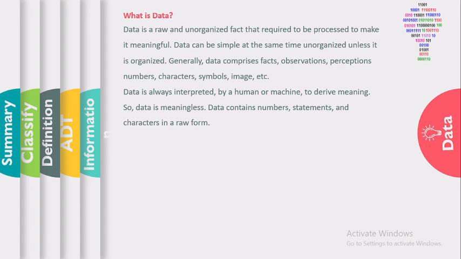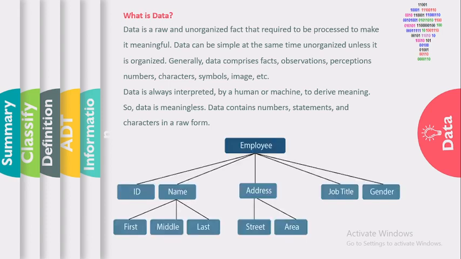Data can be simple and at the same time unorganized unless it is organized. Generally, data comprises facts, observations, perceptions, numbers, characters, symbols, images, etc. Data is always interpreted by a human or machines to derive meaning. So, data is meaningless. Data contains numbers, statements, and characters in a raw form. Here is an example of data.